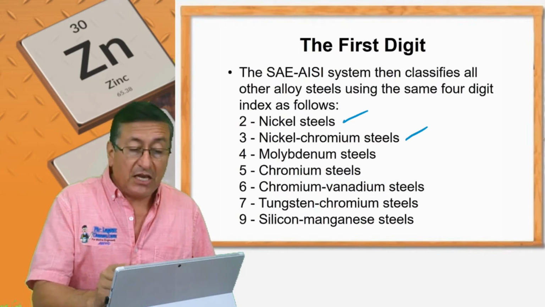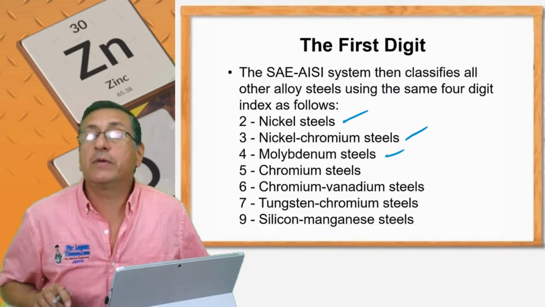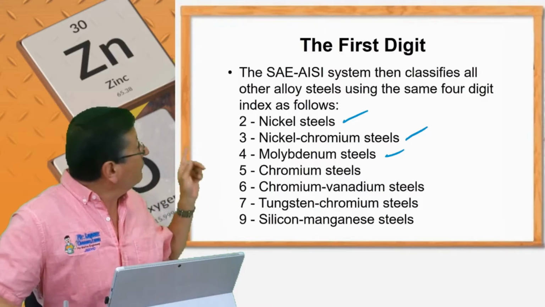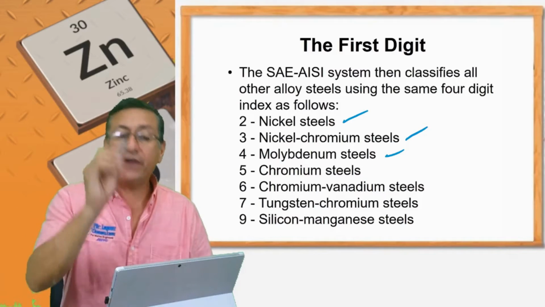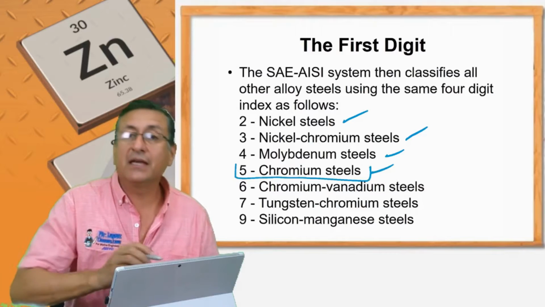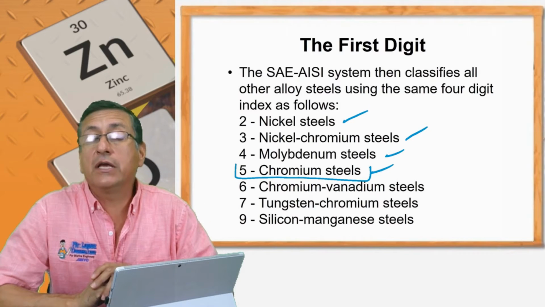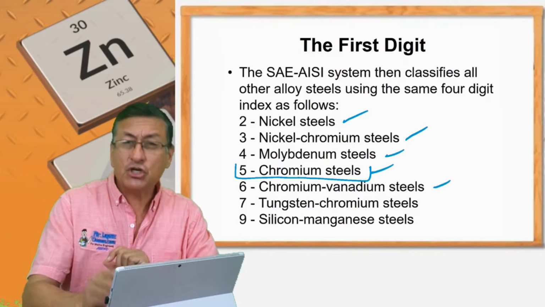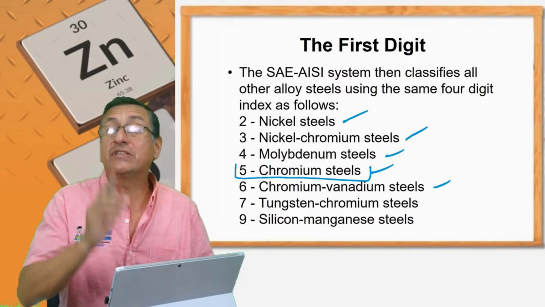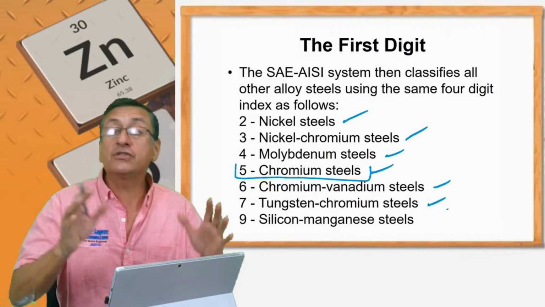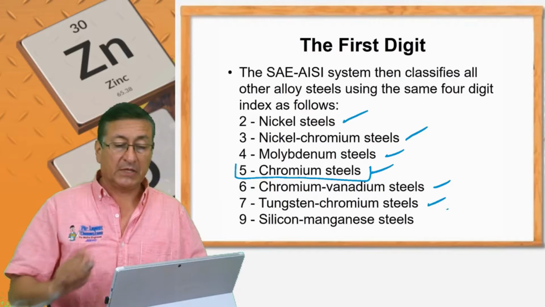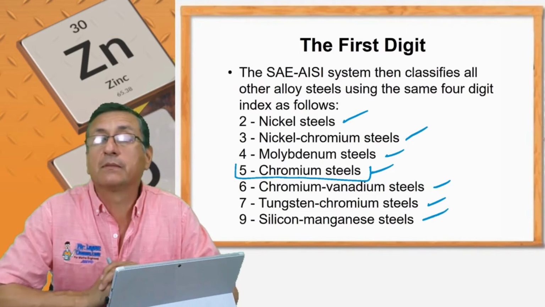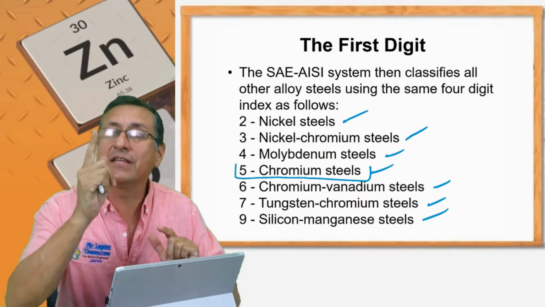If the first digit is 4, it's because the main component in the alloy is molybdenum. If the first digit is 5, it's because the first component is chromium. With number 6 it is chromium with vanadium. With 7 in the first digit it is tungsten with chromium. If the first digit is 9, it is silicon and manganese. This is the first digit.